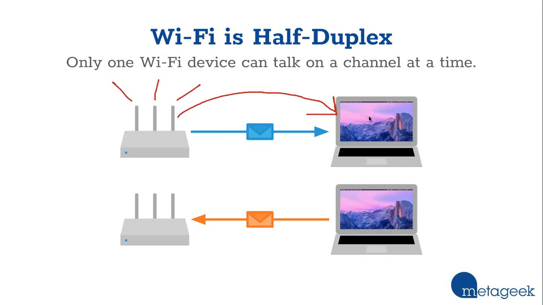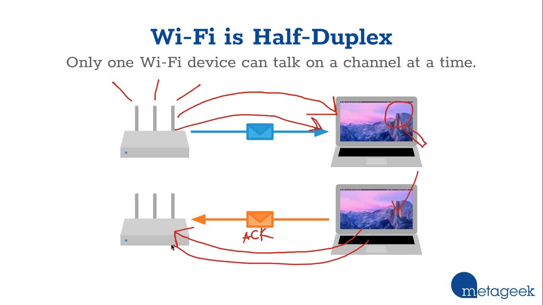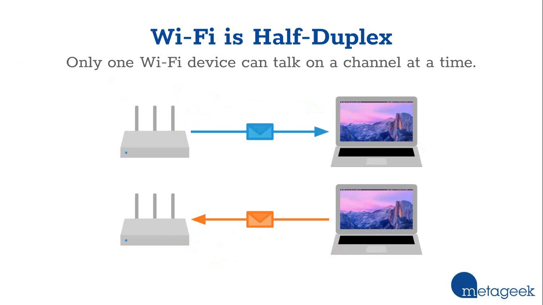Now, the next part of the process is the laptop is going to pull out the magnifying glass, and it's going to take a look at that data that it received to make sure that it understood it. And if it did, the laptop will go, yep, check, I understood the data, and it will reply with an acknowledgement, or we just call it an ACK for short in Wi-Fi. So it's this constant process of sending data and then the receiving device checking that data and then replying with an acknowledgement. But the key thing to keep in mind here is that only one of these devices can talk at a time.